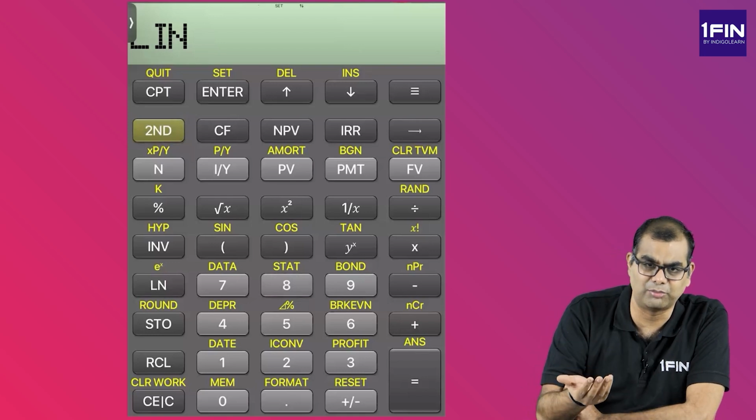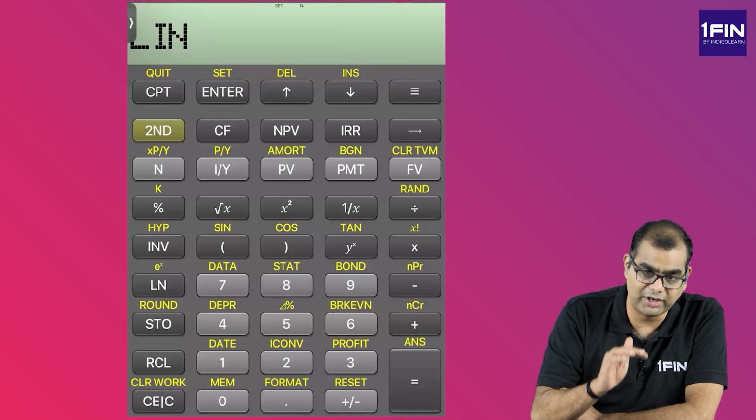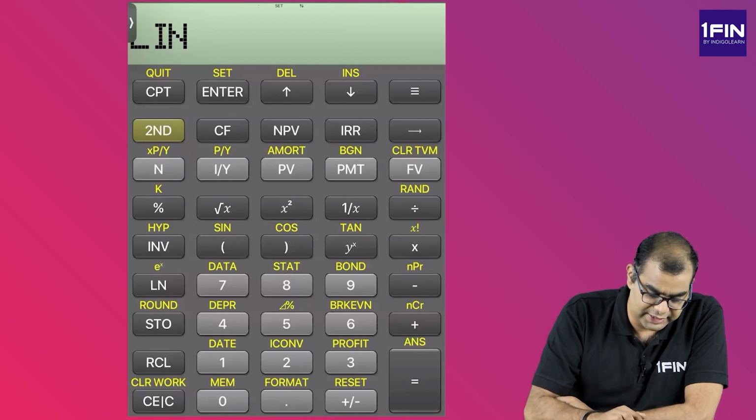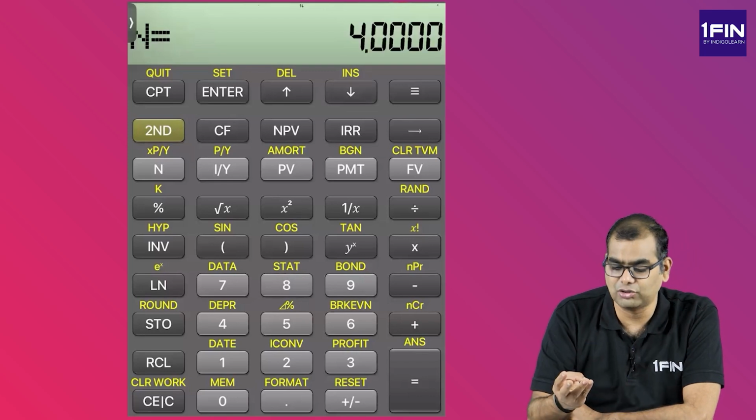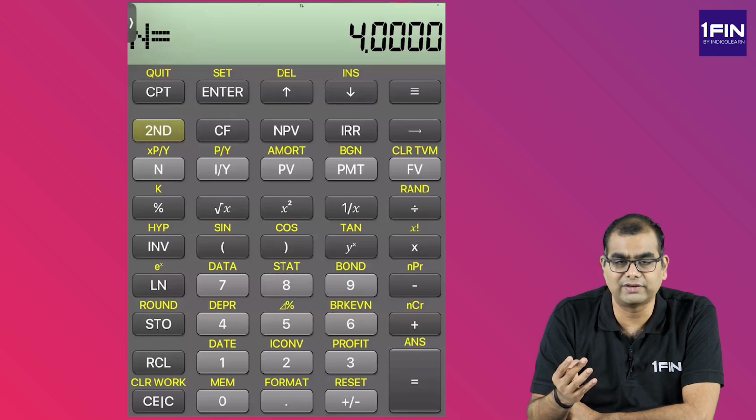There are various other computations also. We will check for them. Okay, first let us see LIN. LIN is linear, right? As I said, you press down, n is equal to 4. So 10, 11, 12, 13, 14, 15, 16, 17.